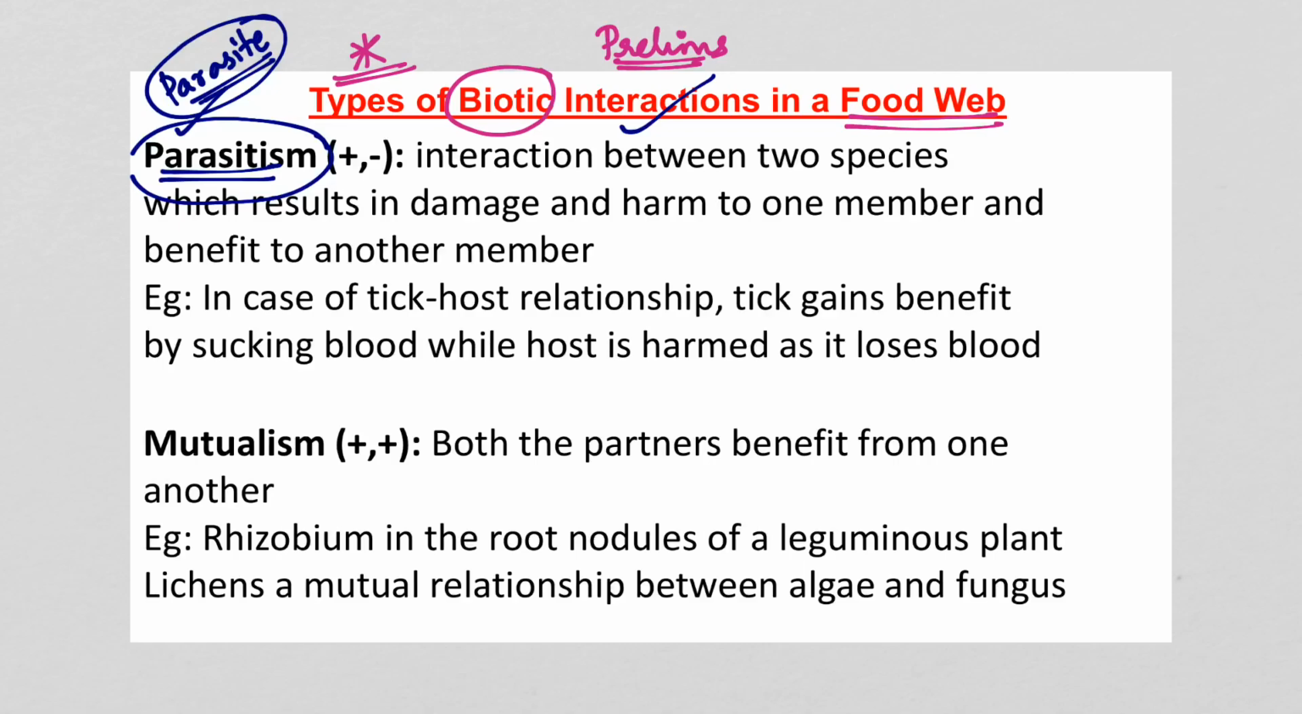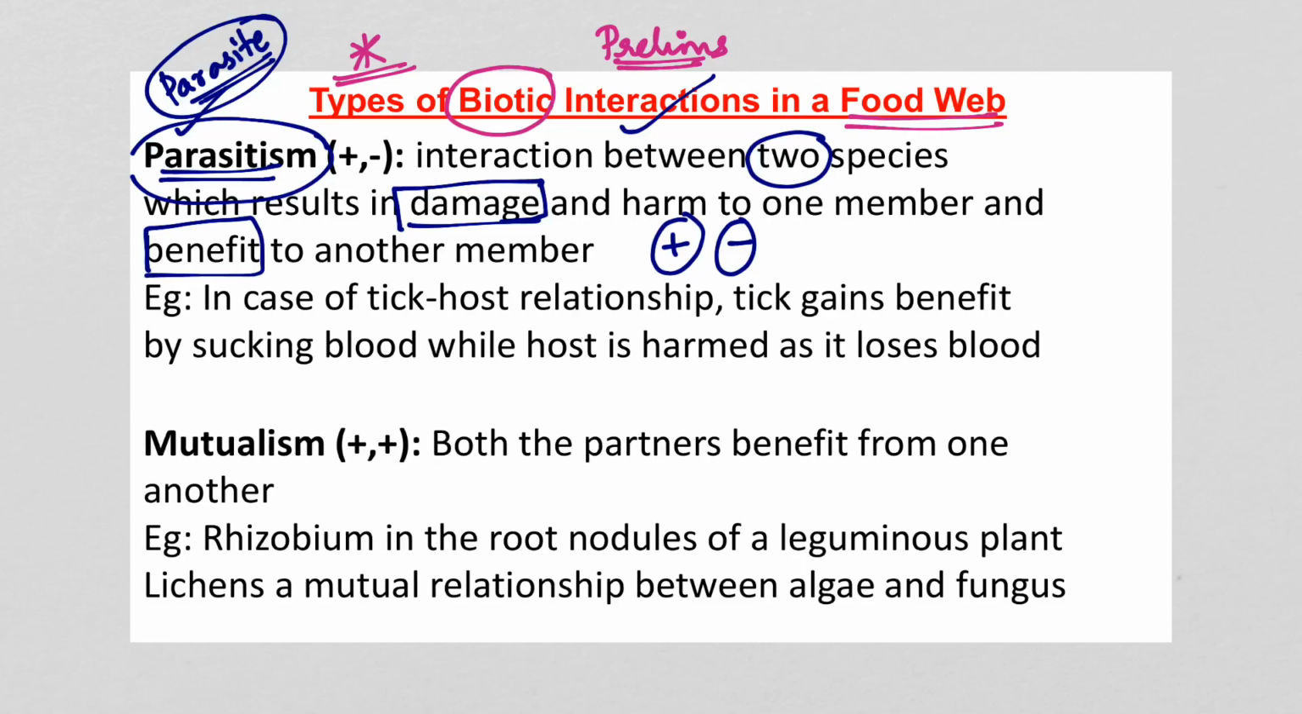So parasitism means an interaction between two species which results in damage and harm to one member and benefit to the other. That is why it is one positive and one negative. So parasitism means when two organisms interact with each other, one organism is benefited and the other one is actually harmed. So that is called a parasitic relationship.